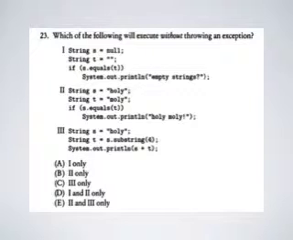Now let's see question 23. Question 23 is described as follows. Which of the following will execute without throwing an exception? There are only 3 blocks of code. The first block assumes that string s is equal to null, there's nothing, and string t is equal to the empty string. Then we compare if string s is equal to string t. If so, it prints out that this is an empty string.